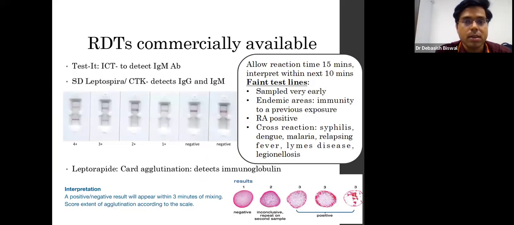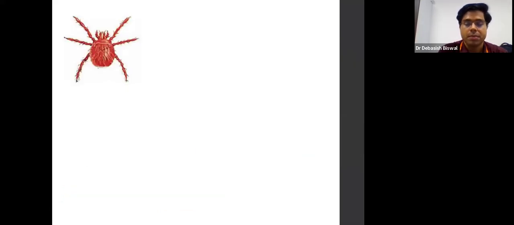So they are also commercially available. It comes in the brand name of SD Leptospira slash CTK, and it detects both the antibodies IgG and IgM. We also have a card test which detects immunoglobulin, right? So you can see the lines. These lines indicate the positive ones, and if there is no line in the test band, it is the negative one. And the result will appear within 3 minutes of mixing the sample with the reagent.